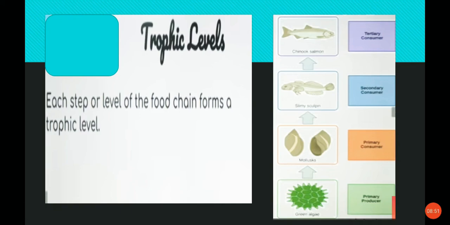Primary consumers are mostly herbivores. Primary consumers are also called herbivores. Herbivores means what? They eat plants, the organisms which eat plants. So those are called primary consumers. And the secondary consumers are nothing but, you can say, carnivores.